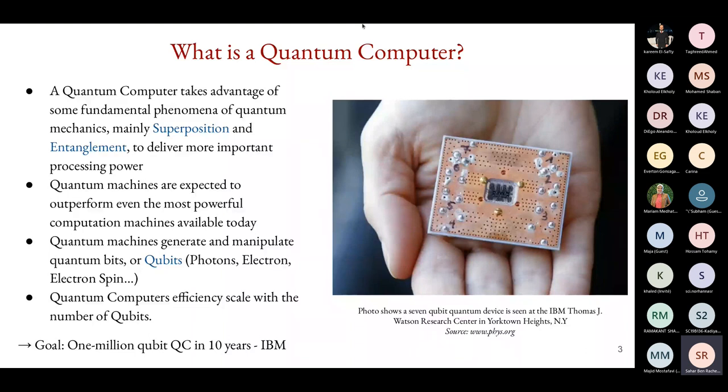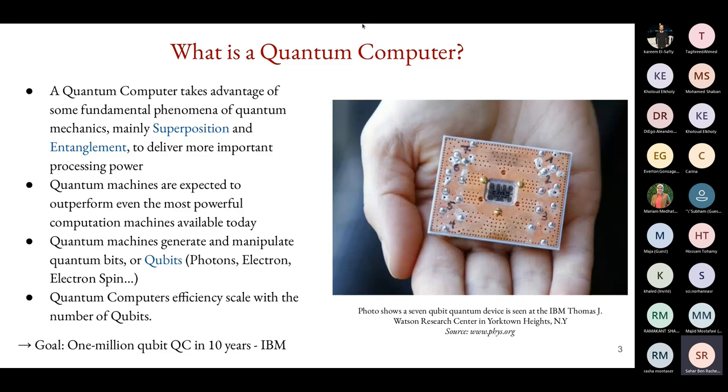And the qubit, or quantum bit, can physically be a photon, an electron, an electron spin, or a transmon, like we will see in this presentation. The qubit has the advantage of being in a superposition of states other than 0 or 1, in addition to the entanglement and interference features. Quantum computers' efficiency scales with the number of qubits. The more qubits we have, the more we approach the fault-tolerant design of quantum chips.